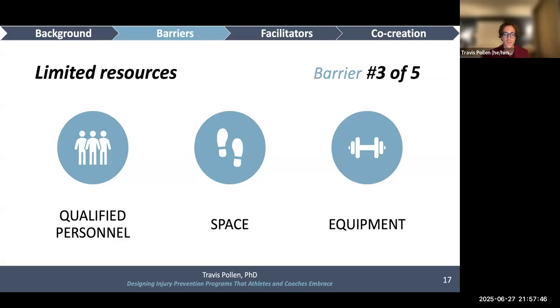They'll also say that their resources are limited in terms of personnel, space, and equipment. So there just aren't qualified personnel with the expertise that they need to create and oversee these programs. Also, athletes and coaches might feel like they don't have the space to perform the program, and they might feel like they don't have the equipment that they need or that they think they need in order to perform an injury prevention program.